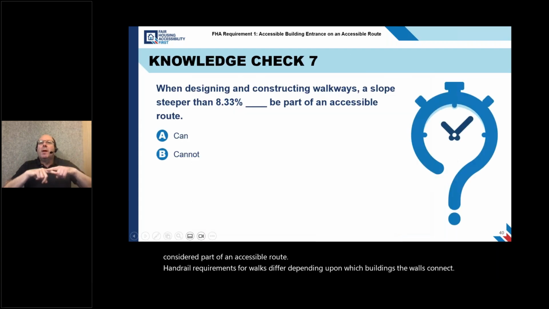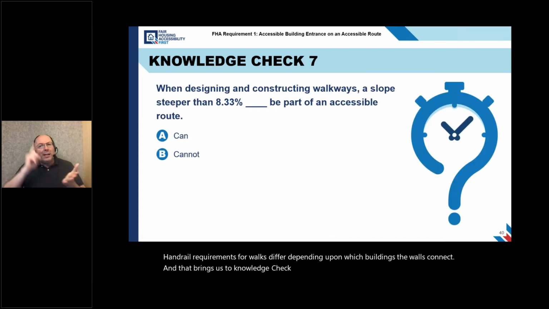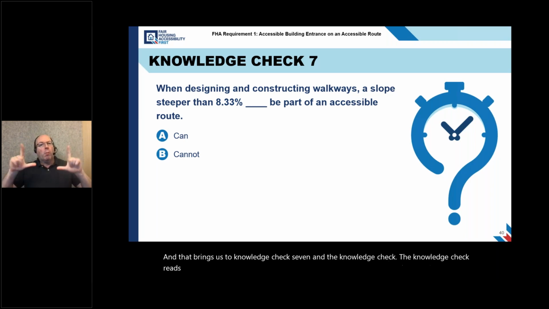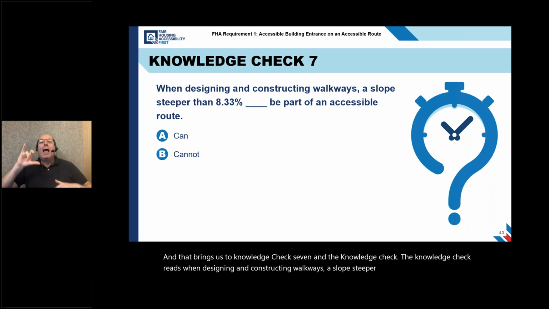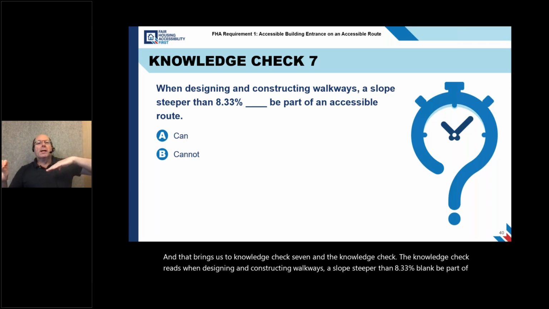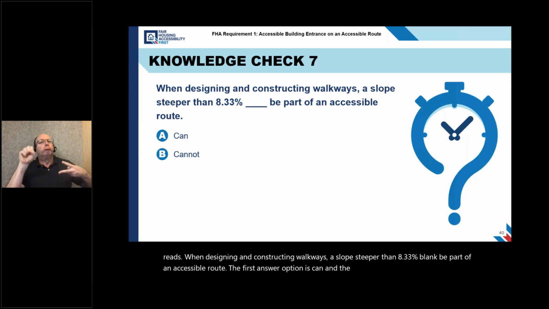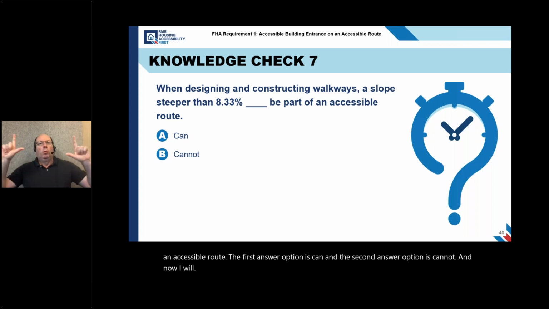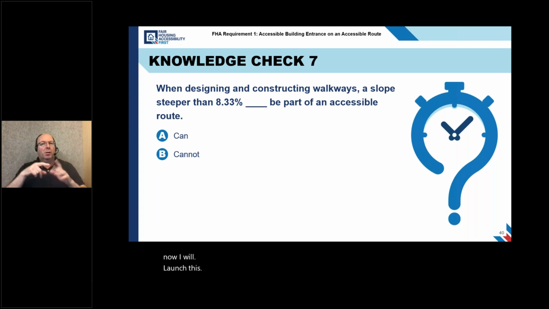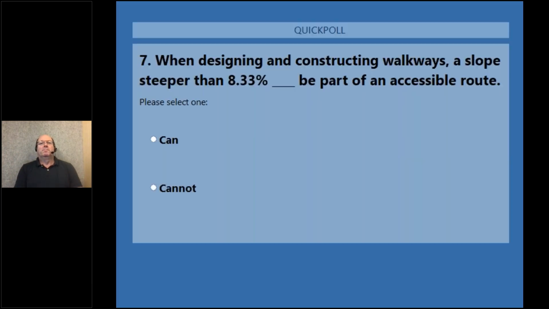And that brings us to knowledge check 7. The knowledge check reads: when designing and constructing walkways, a slope steeper than 8.33% blank be part of an accessible route. The first answer option is can, and the second answer option is cannot. And now I will launch this poll so that you can submit your answers.